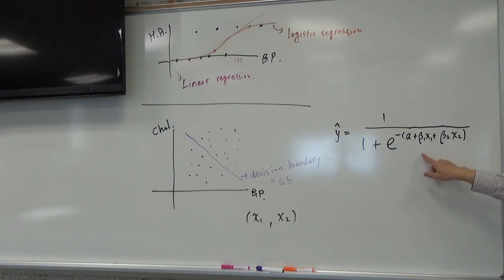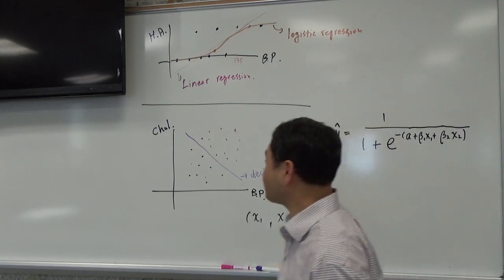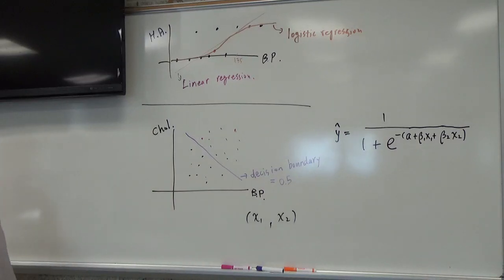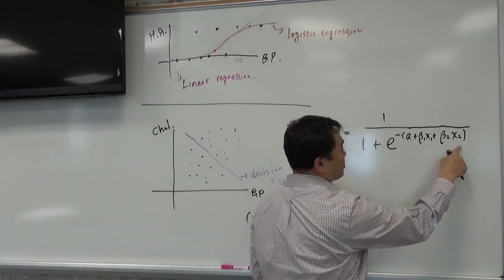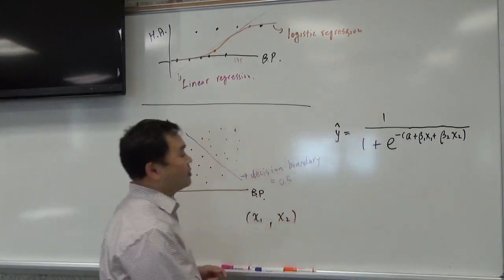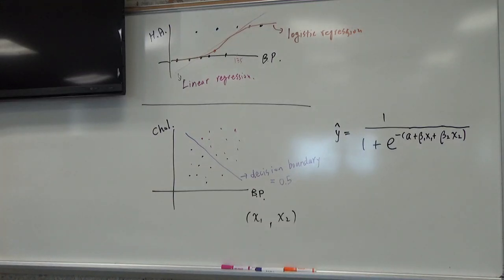What does this mean? Let's think about what this means. You can try to solve for this thing. Let's do that. So let's first flip both sides upside down. It's like 1 over y hat.